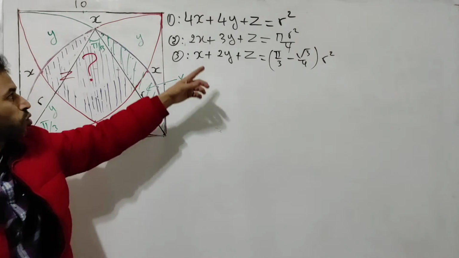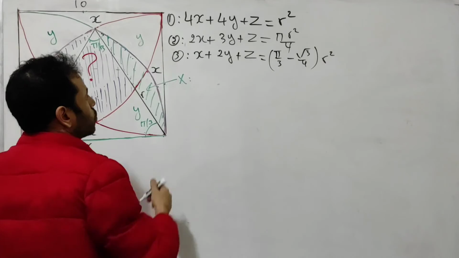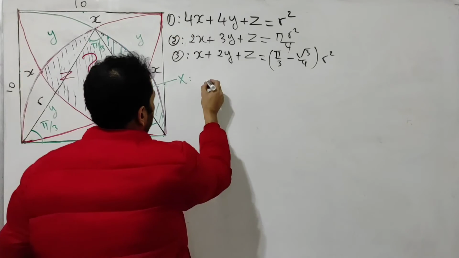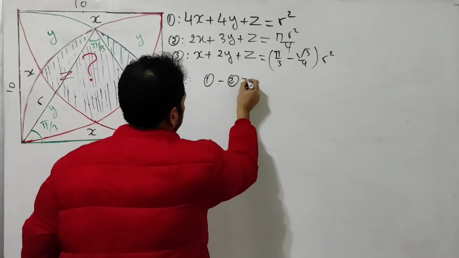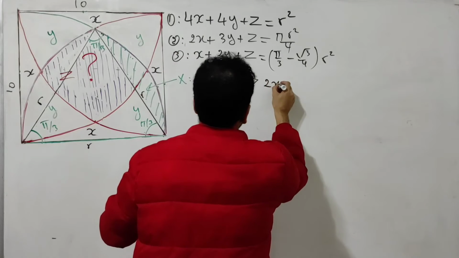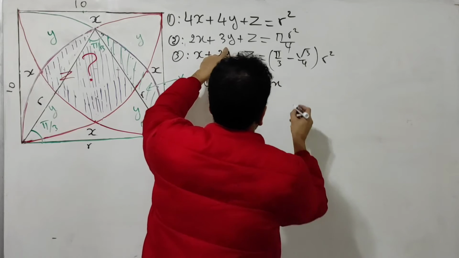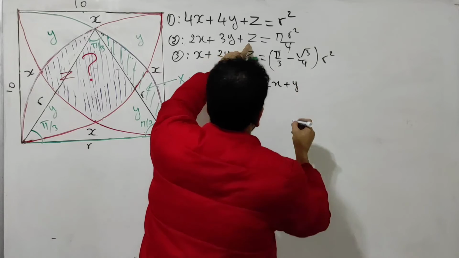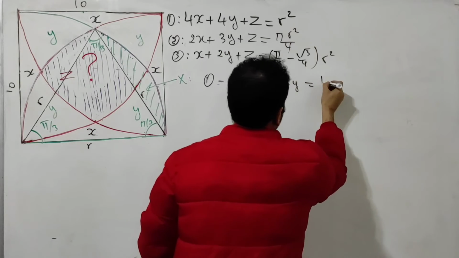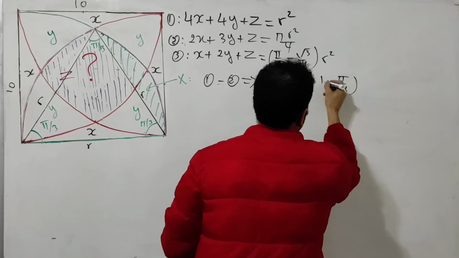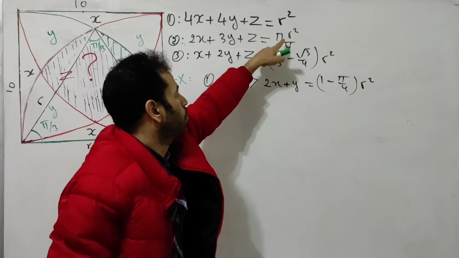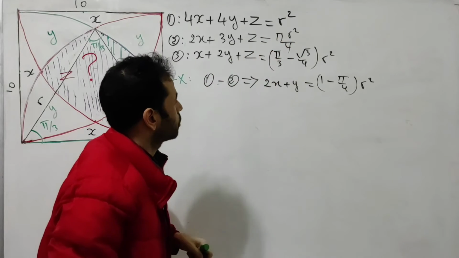To find z, I'm going to calculate x and y. I'm going to solve this equation by subtracting equation number 2 from equation number 1. I will get 1 minus 2: 4x minus 2x, which is 2x, 4y minus 3y, which is y. Z will be cancelled out. I will get 1 minus pi over 4 is multiplied by r square. By subtracting this one, by doing this one minus this one, okay.